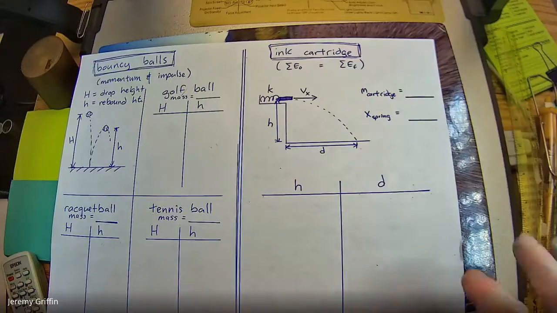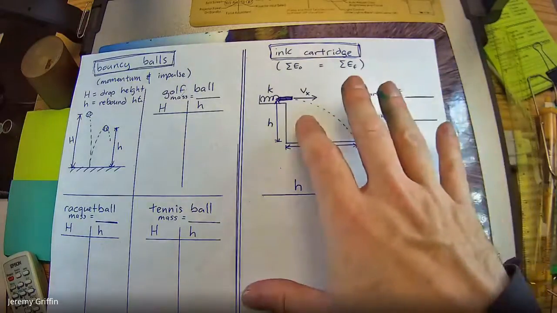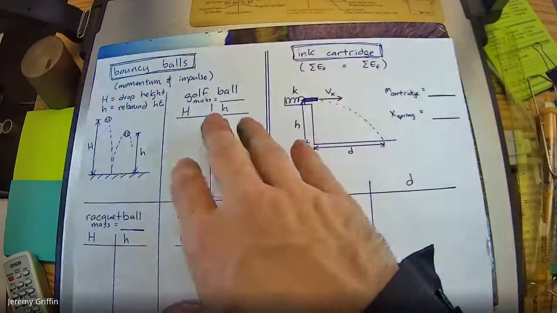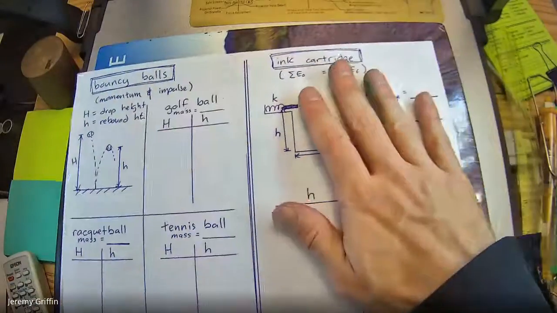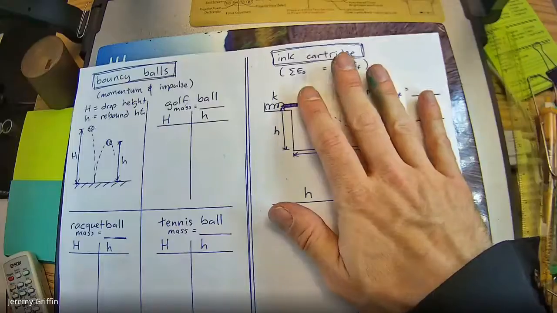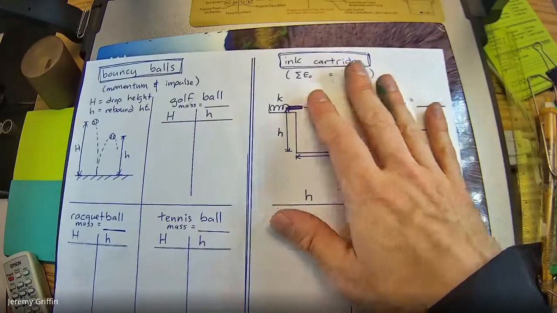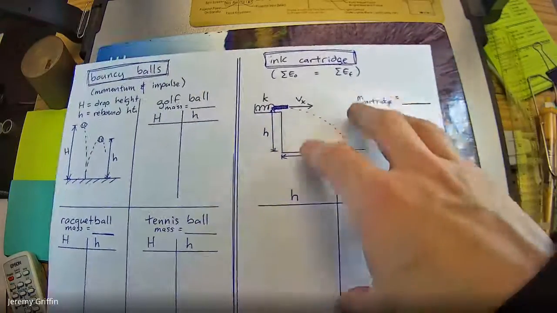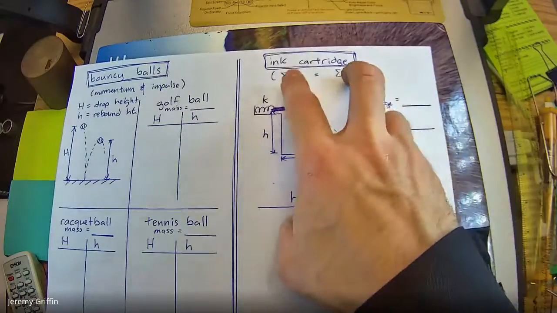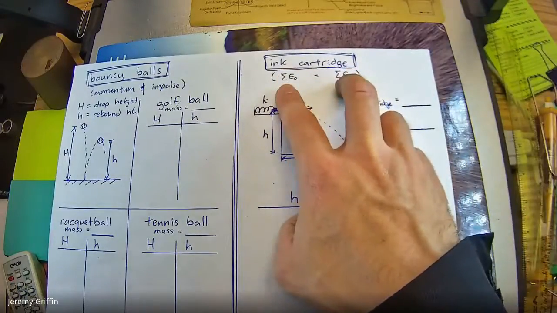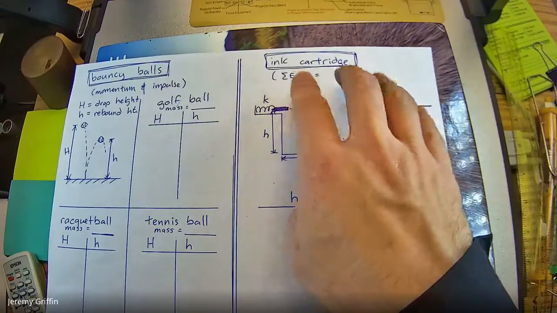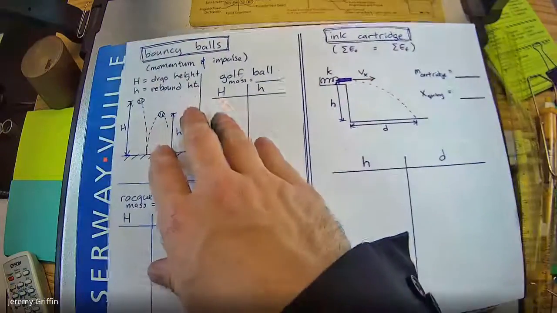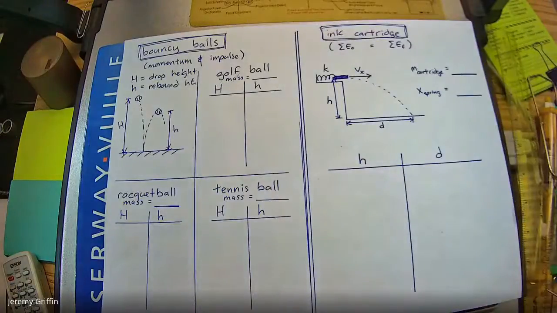Now, I'll give you guys a choice. You can either do bouncy balls as a write-up or the spring cartridge, the ink cartridge, as a write-up. Just pick one. If you do the ink cartridge one, think more along the lines of last week's stuff. This is better as a conservation of energy lab. But if you choose bouncy balls, then that's totally this week's stuff. Something to do with momentum, impulse, something like that.